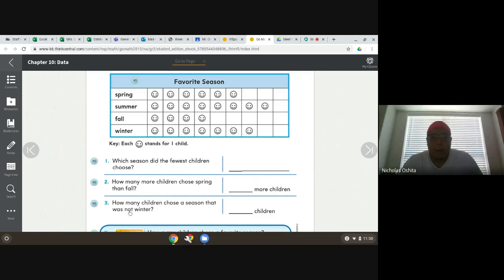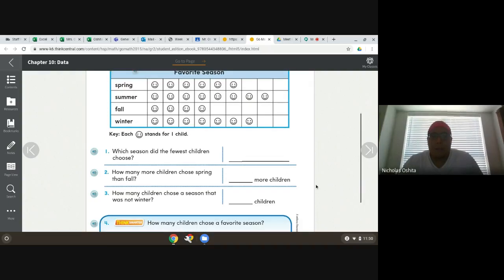And question three, how many children chose a season that was not winter? So if you go and look at every season on this graph but winter, spring, summer, and fall, and you counted them up, how many children would that be? And you're going to write that number there on the line. So I hope those are pretty easy for you to understand.